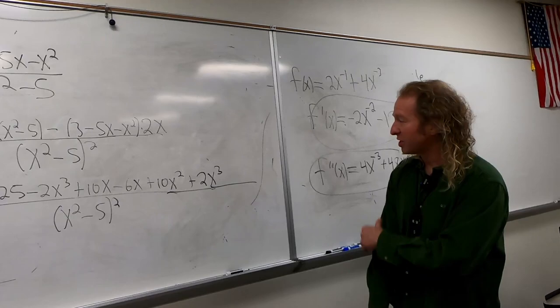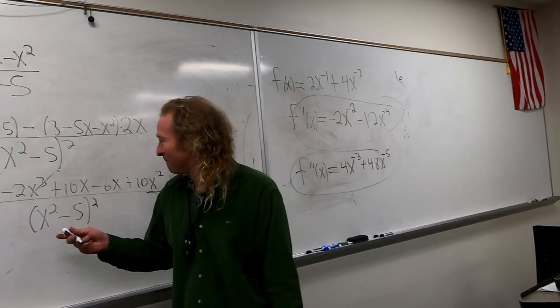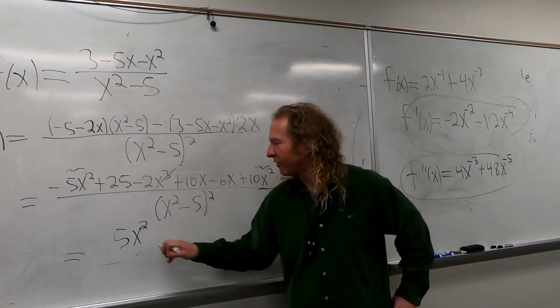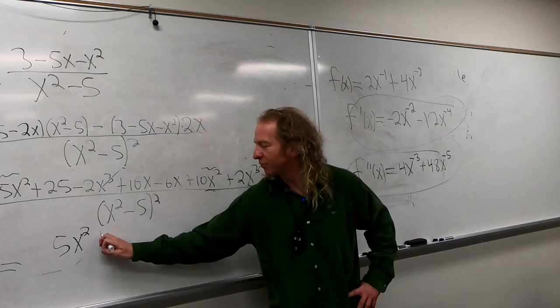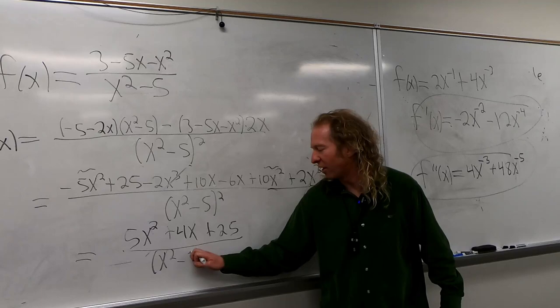Okay, now we just have to clean everything up. Oh, look, the cubes go away, right? This is a happy day. It feels like we're doing it right. The x squared terms would be -5 and a 10. That's just going to be 5. So 5x squared plus 4x plus 25, all over the bottom piece, so x squared minus 5 squared. Thankfully, we don't have to take the second derivative. That would be really bad.